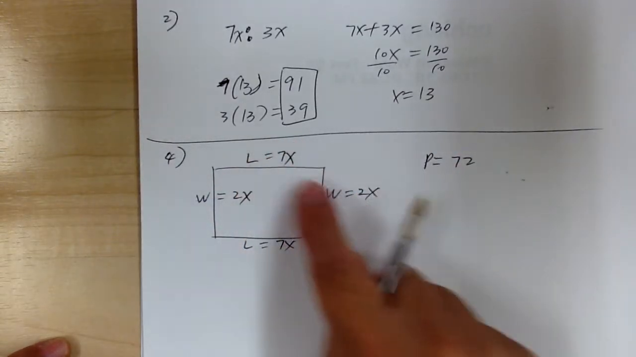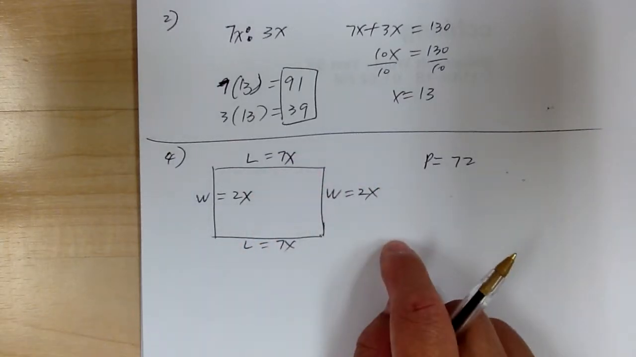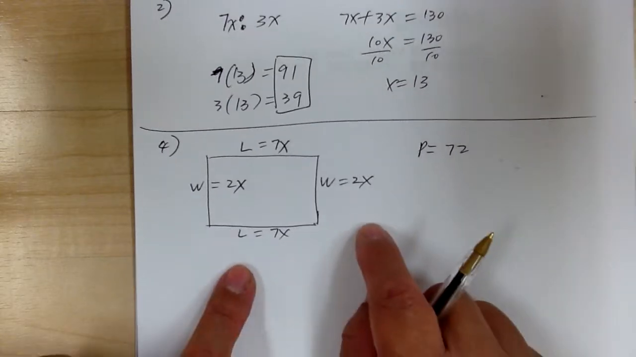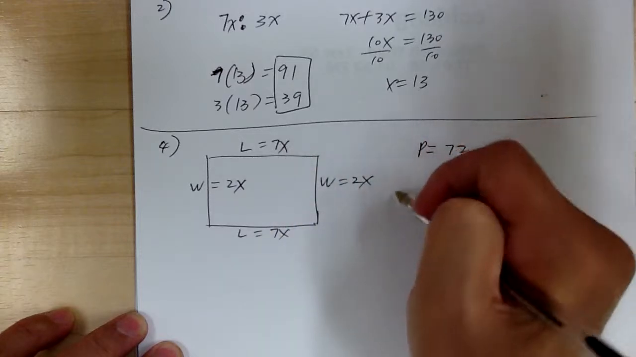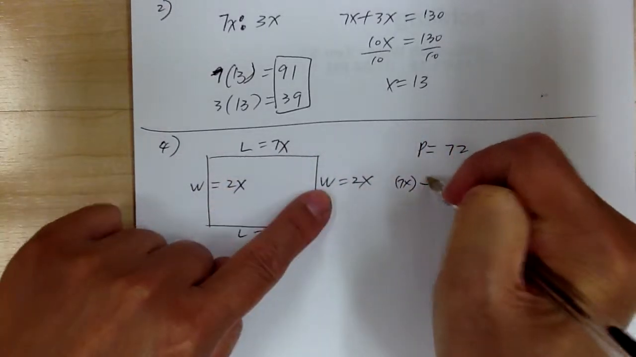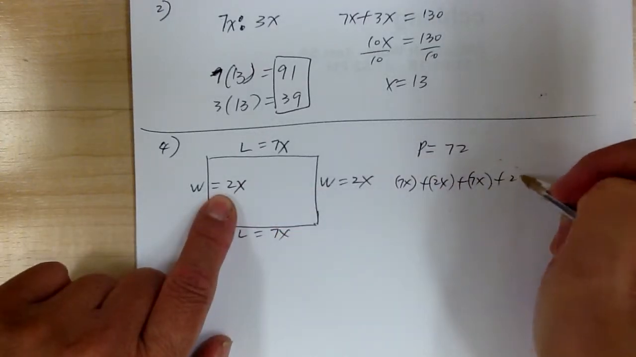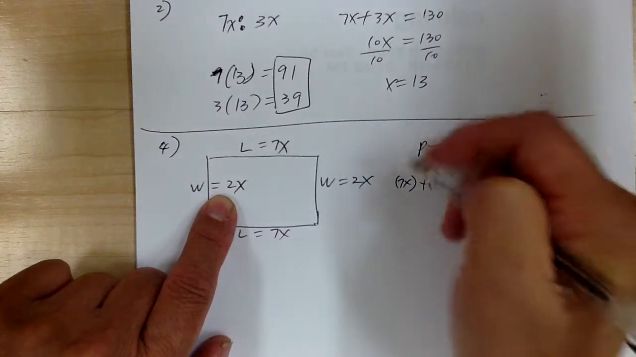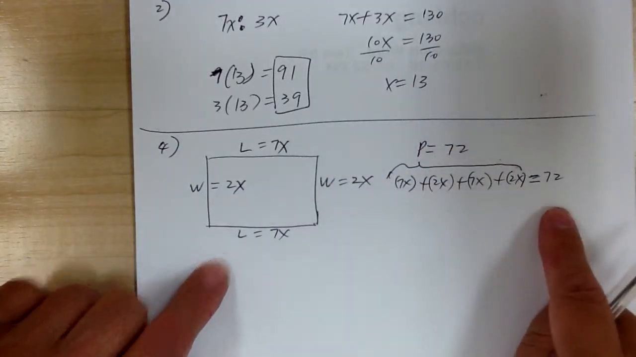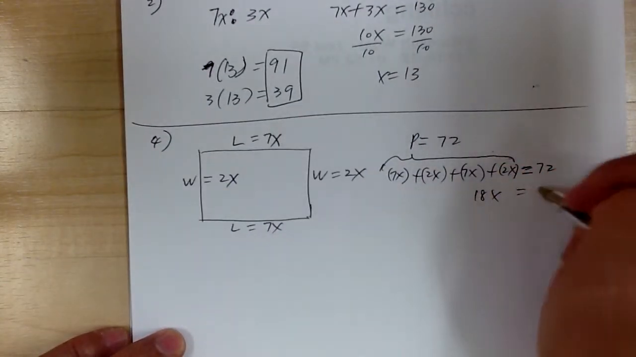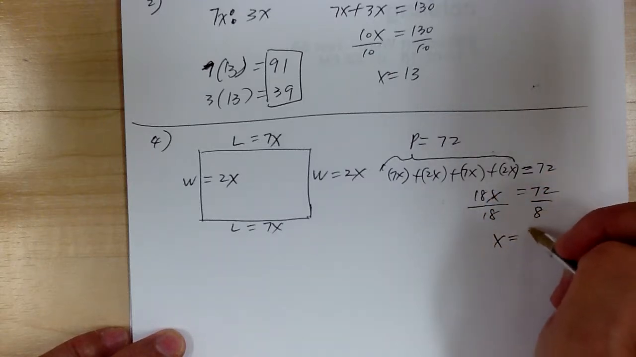Again, the length and width are in a ratio of 7 to 2, so that means you have to put in the multiplier to get to the original number. Looking at this picture, the perimeter is 72, so you have to add all four sides together: the top plus the right side plus the bottom plus the left side equals 72. This whole thing is your perimeter. Then you just solve. You're going to get 18x equal to 72, divided by 18 on both sides, so x equals 4.